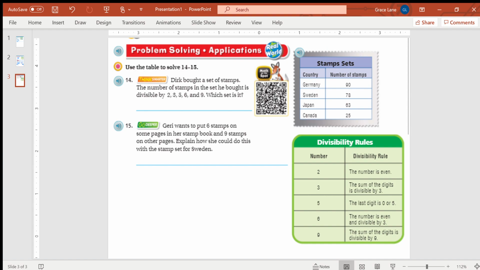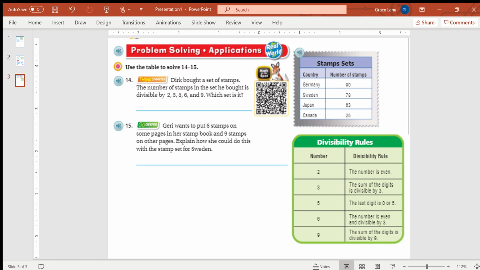Number 14, though, says, Dirk bought a set of stamps. The number of stamps in the set he bought is divisible by 2, 3, 5, 6, and 9. Which set is it? Over on the right is the list of options. It says that the number of stamps he bought is divisible by all 5 of those numbers. So you can start eliminating them just based on the rules that you know. When it says it's divisible by 2, the rule for 2 is that the number has to be even. So right away, you can cross off any numbers that are not even.